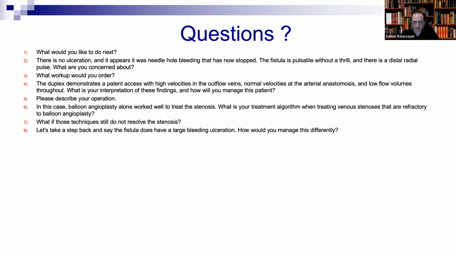Bassam here. Bassam, continue. Let's take a step back and say the fistula does have a large bleeding ulceration. How would you manage this differently? Okay, if there is a large ulceration, then we have to take the patient urgently to the OR, to resect the ulcerated area and proceed. Maybe I will do a primary repair or aneurysmorrhaphy and close the wound, or we can also put an interposition graft to bypass this diseased area.